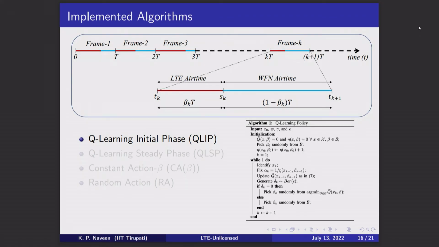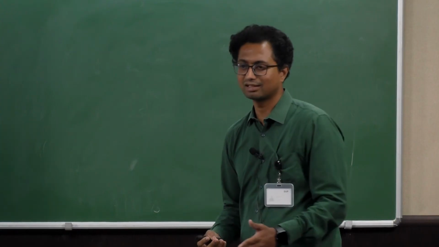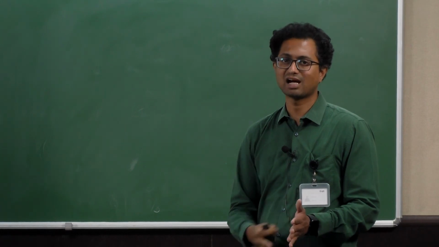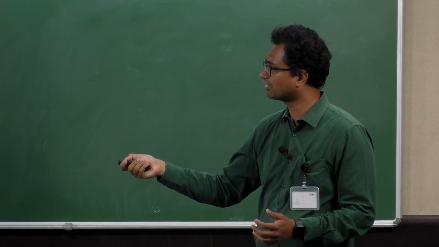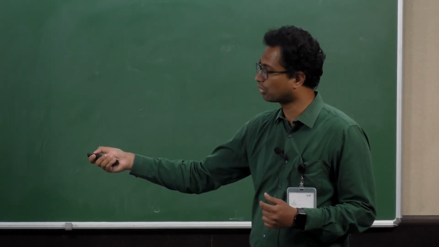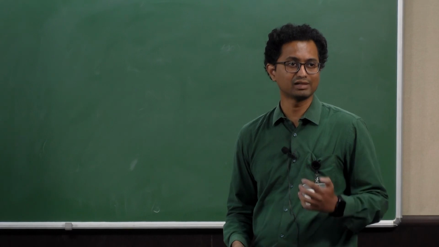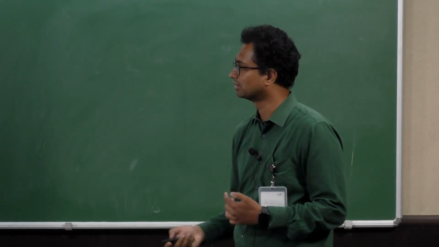Now these are some algorithms that we have implemented. I call it the Q learning initial phase. Then we also did Q learning steady phase. Once the Q estimates are learned, we reset time to 0 at that point and again start looking at the performance of our algorithm. Alternatively, you can think of it as starting not with Q equal to 0, but from the converged values.